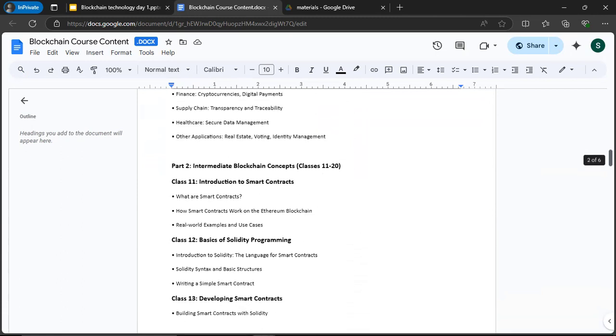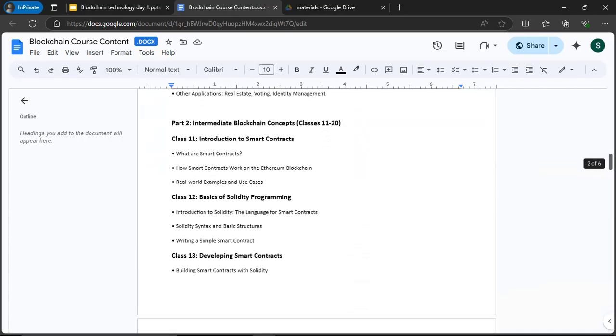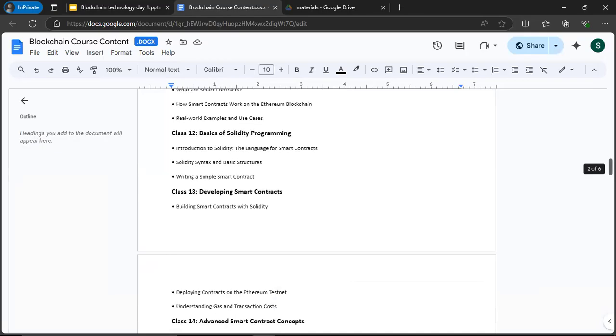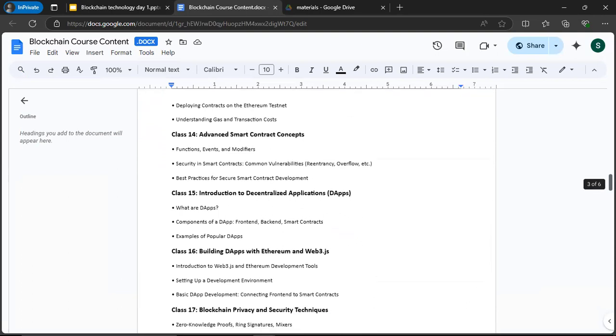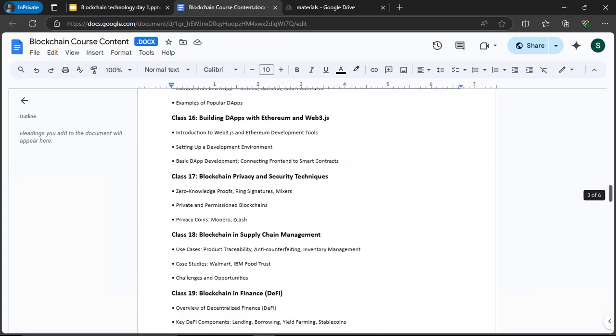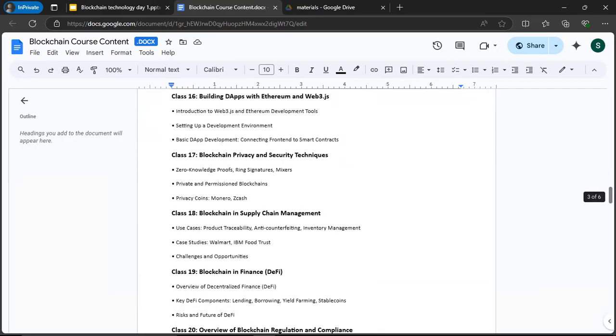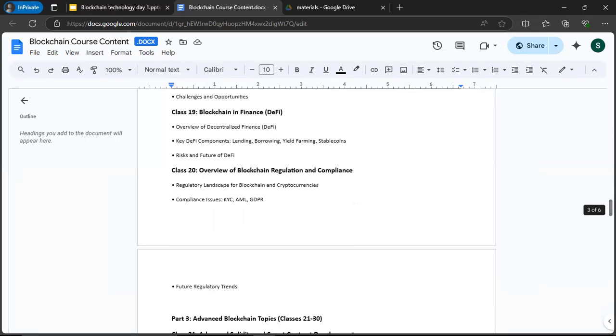And the next part, which is the intermediate part of blockchain concepts, consists of smart contracts, Solidity programming language, where I'll show you how to make a smart contract using Solidity, developing smart contracts, advanced smart contract concepts, and introduction to decentralized applications, which are also known as DApps, building of DApps with Ethereum, blockchain privacy and security techniques, blockchain in supply chain management, blockchain in finance, which is also known as DeFi, and the overview of blockchain regulation and compliance.